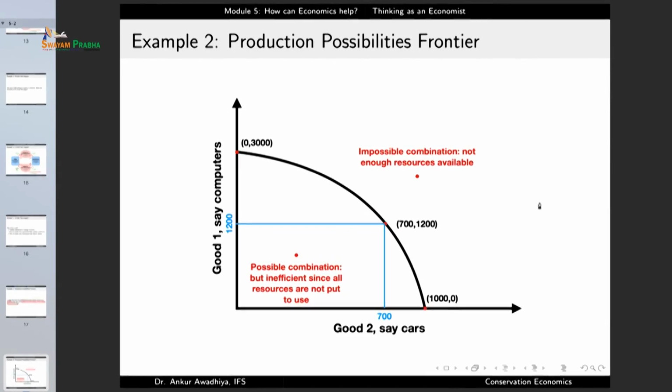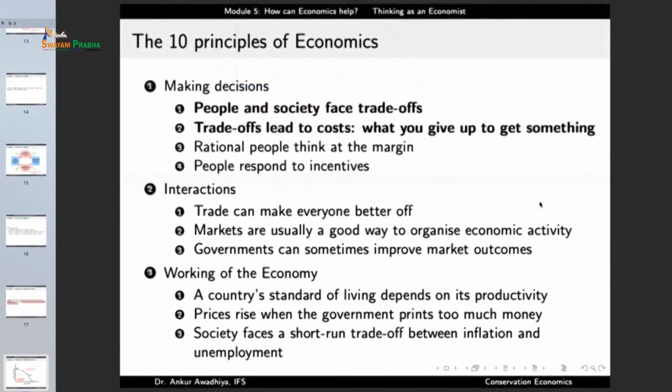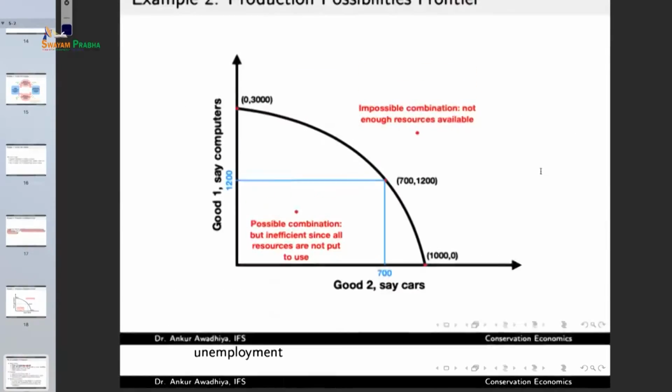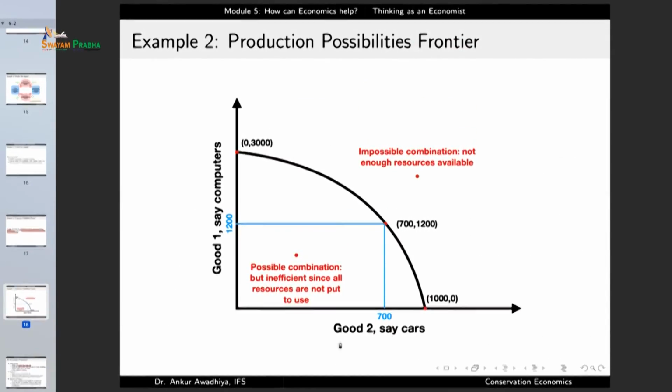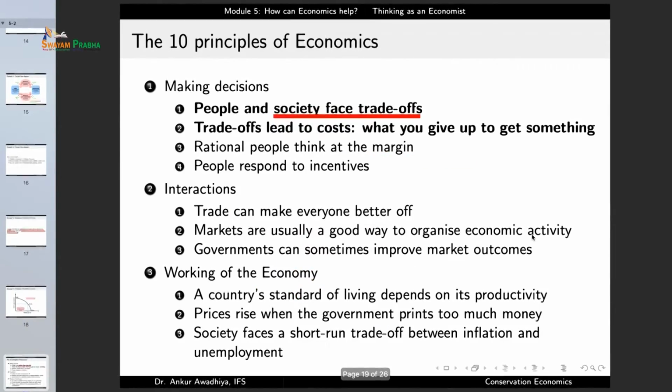So this is a simplified model that we refer to as the production possibilities frontier. Now, such a model helps us understand the principles of economics because here what we are emphasizing is that the society is facing a trade-off. What is that trade-off? The society wants more of cars and more of computers, but there is a limit, and so the society can either have more computers or it can have more cars. So it will have to make a trade-off between computers and cars.